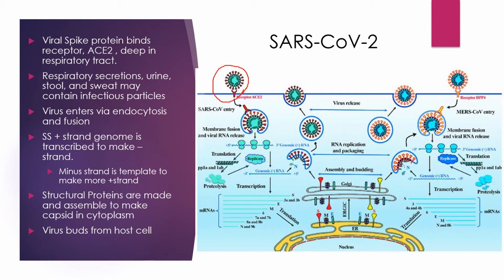SARS-CoV-2 binds its receptor ACE2, and this triggers endocytosis into an endosome. Remember, an endosome is kind of an acidic bag inside the cell cytoplasm. The acidic environment of the endosome causes structural changes to the spike protein and permits the fusion of the viral envelope to the endosome membrane.